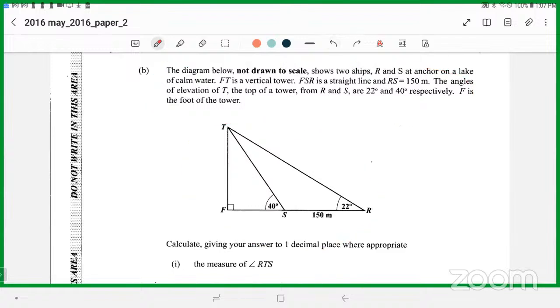It says F is the foot of the tower. See there, F is the foot of the tower. Now this is horizontal, this is vertical. That's why this angle here is 90 degrees. So they put in a 90 degree angle right here for you. Makes it easier. Calculate, giving your answer to one decimal place where appropriate, the measure of angle RTS. RTS. Here. See, the question is asking for it.